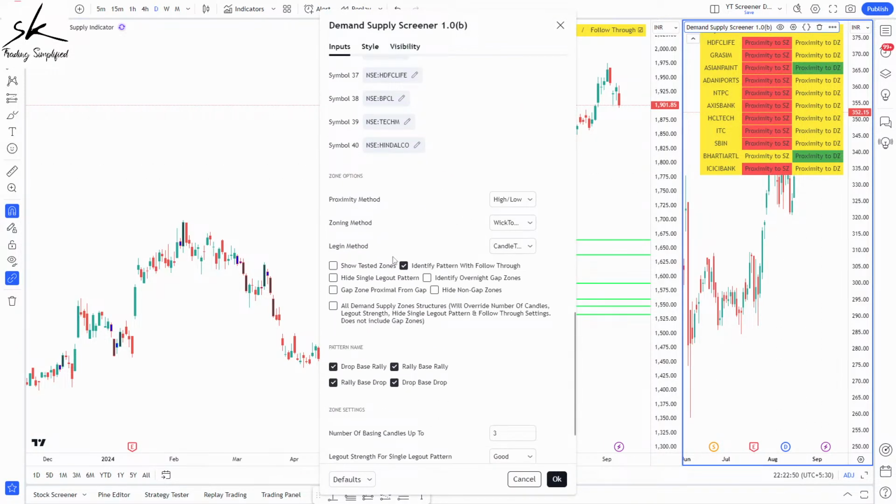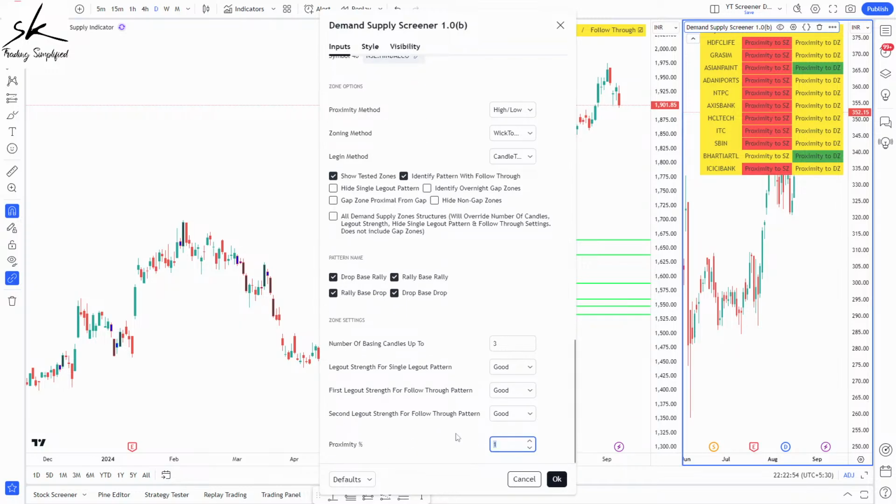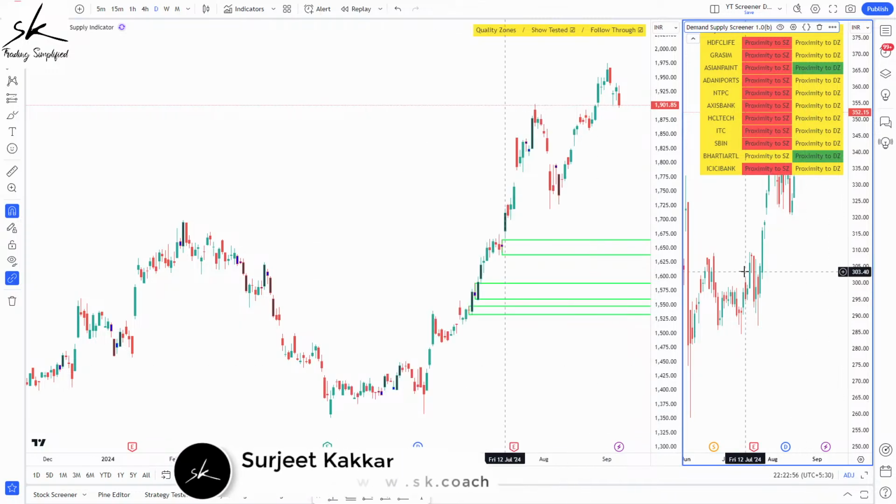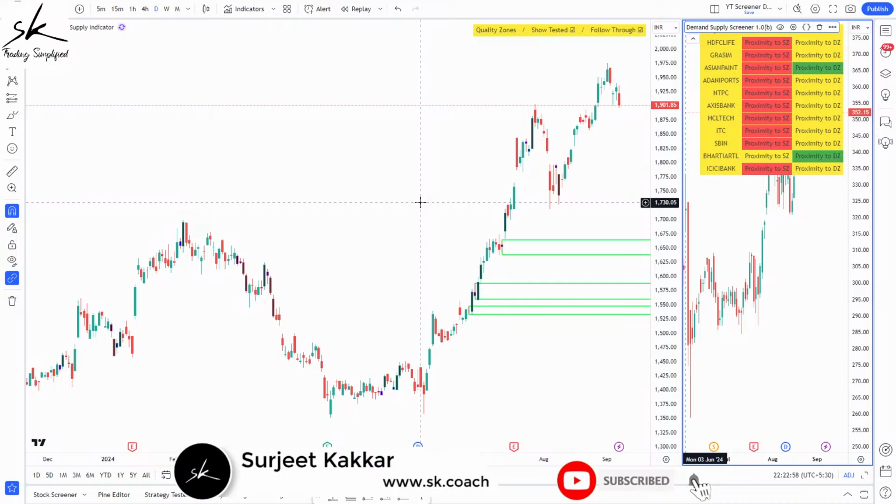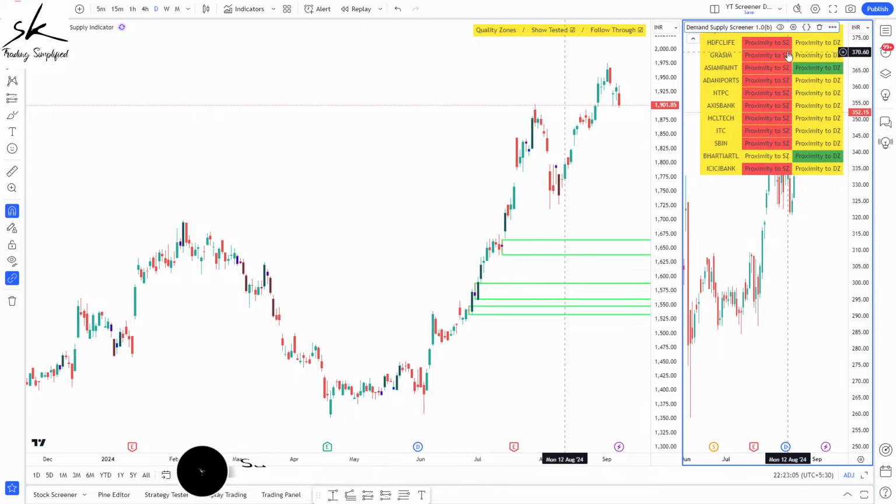So just as an example, I can say, because we need to be inside, I want tested zones, and to be inside, it has to be 0%. So now you will see it will give me the list of symbols where the current candle will be inside a demand area or inside a supply area. So let's give it a few seconds to refresh. Can you see it's working?